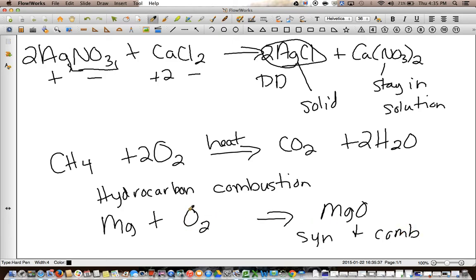Because it combusted, it reacted with oxygen to come together to synthesize. Up here was hydrocarbon combustion because you had a hydrocarbon and oxygen. Let's balance this really quickly because it's going to bother me if it's not balanced. 1 magnesium, 2 oxygen, put a 2 there, gives me 2 magnesium, 2 magnesium.